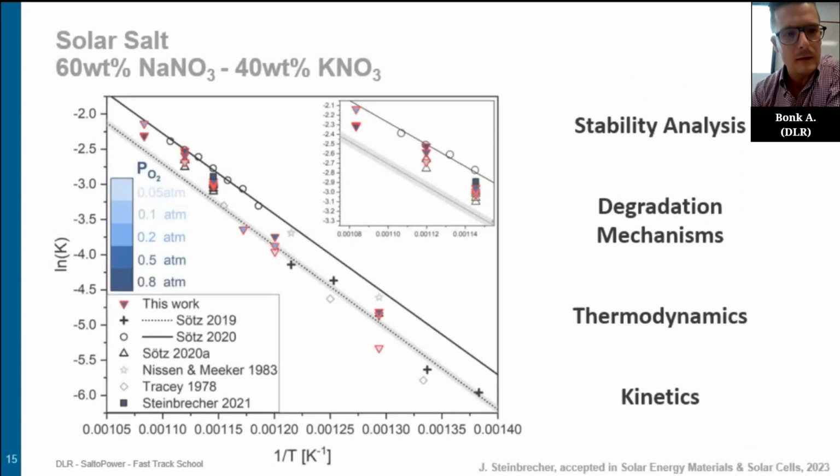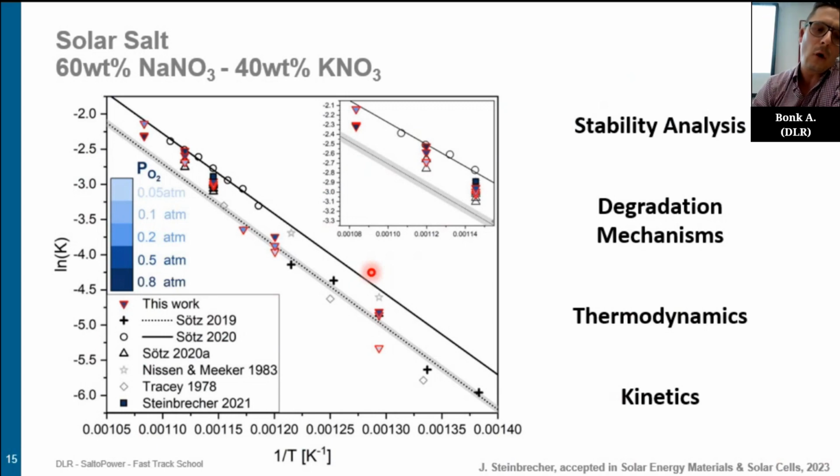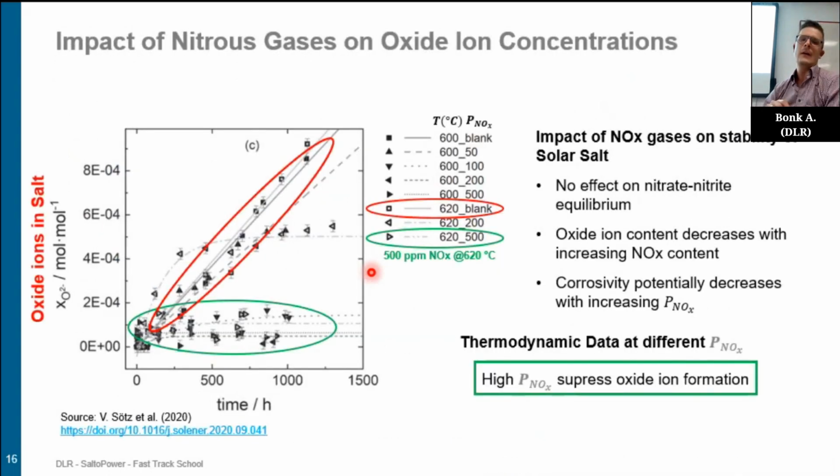You can express that in different forms of diagrams. This is a Van 't Hoff plot. I'll not go into detail, but it's one of the plots where you assess the thermal stability over an inverse temperature range. I'll not go into detail because it's not really relevant. Now, talking about the oxide ions, I told you earlier, you form NOx gases if you form oxide ions. Now, on the other hand, if you introduce NOx gases to your molten salt, you suppress the formation of oxide ions. And this is one of the diagrams showing that.